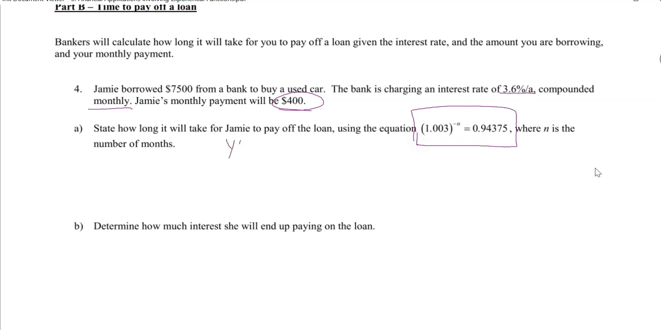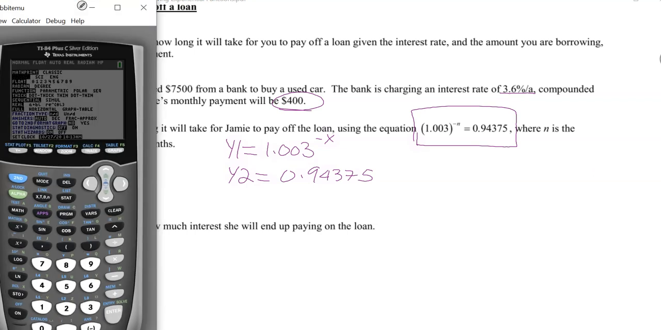So we're going to go y1 is 1.003 to the negative n, right, or negative x. We can't do an n. And y2 is 0.94375. Okay, so we're in float. Make sure that it's in float mode for doing this.